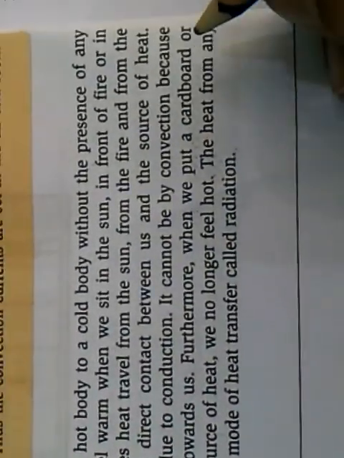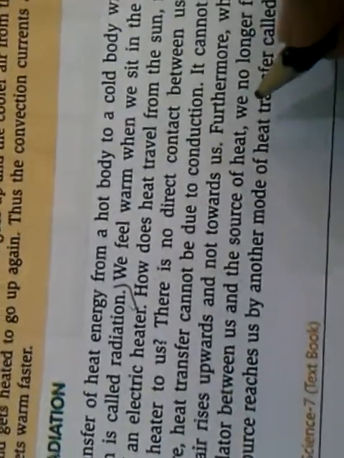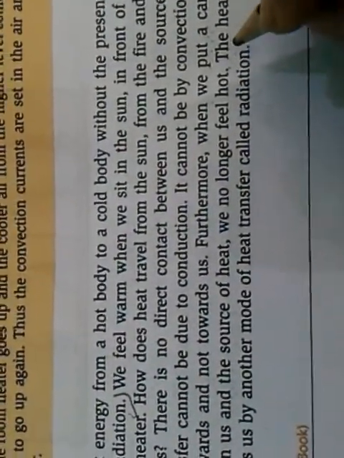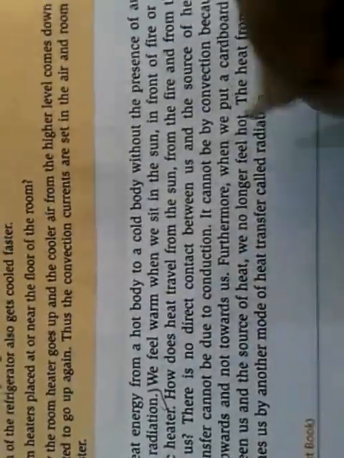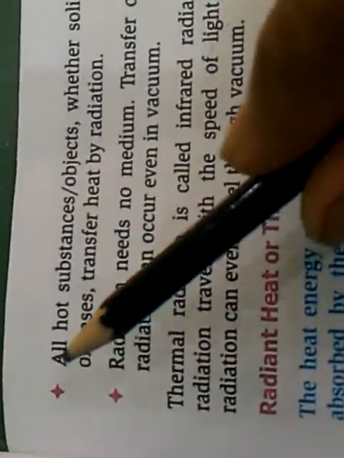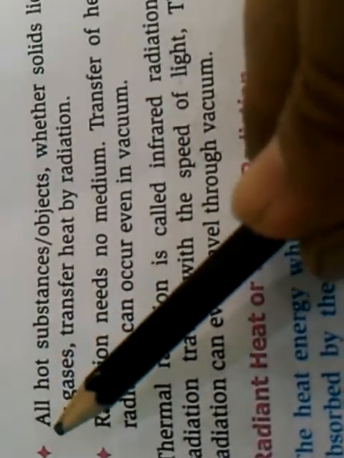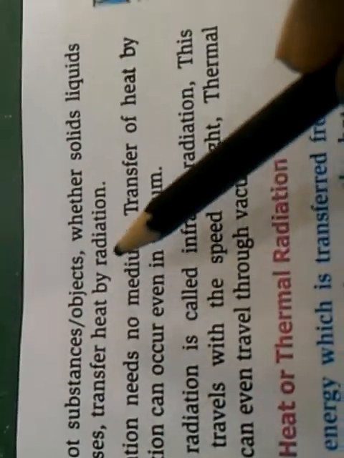Furthermore, when we put a cardboard or any insulator between us and the source of heat, we no longer feel hot. The heat from any distant source reaches us by another mode of heat transfer called radiation. Actually, there is nothing between our atmosphere and the sun. Still, the sun's rays carry their warmth to us by the method of radiation. All hot substances and objects, whether solid, liquid or gases, transfer heat by radiation.